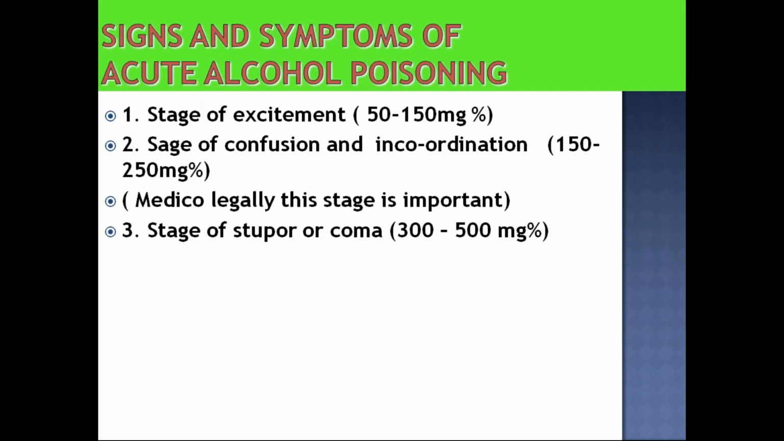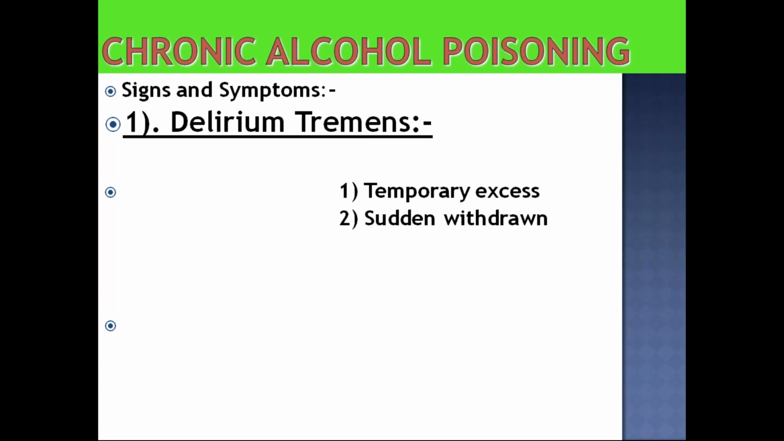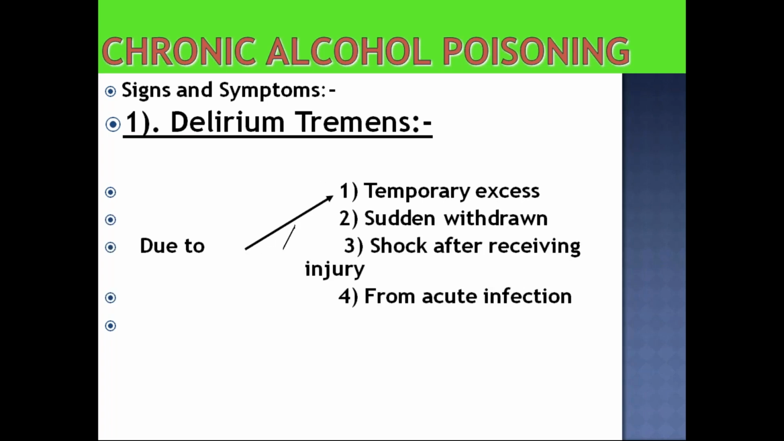We have already seen the signs and symptoms of acute alcohol poisoning. We have 7 stages, so remember them. And then if there is chronic alcohol poisoning, we have a side effect called delirium tremens, which can be due to temporary excess of alcohol. It can be due to sudden withdrawal of alcohol. It can be due to shock after receiving injury, and it can also be due to acute infections. So delirium tremens is also one of the effects of chronic alcoholic poisoning.